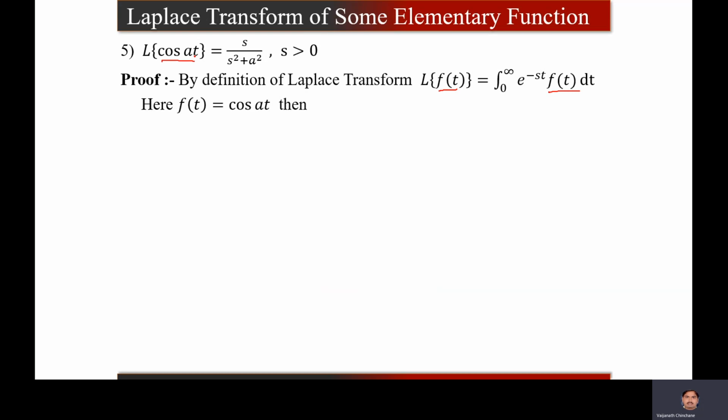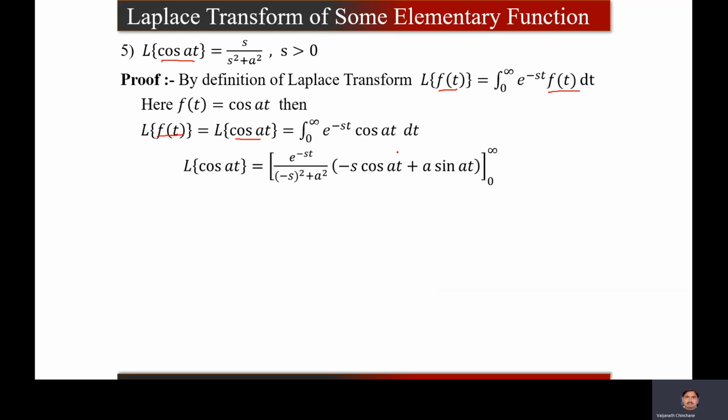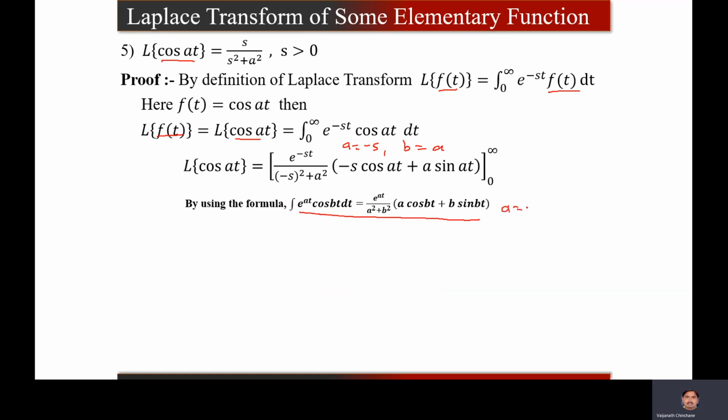Here f of t is equal to what? Cos of at, and put this f of t equal to cos at in the definition of Laplace transform. We get L of f of t, means L of cos at, is equal to integration 0 to infinity e raised to minus st cos at dt, and the integration is done using this formula: integration e raised to at cos bt dt is equal to e raised to at divided by a square plus b square into (a cos bt plus b sin bt). Here a is equal to minus s and b is equal to a. In this formula, put a equal to minus s, b equal to a, we obtain this.